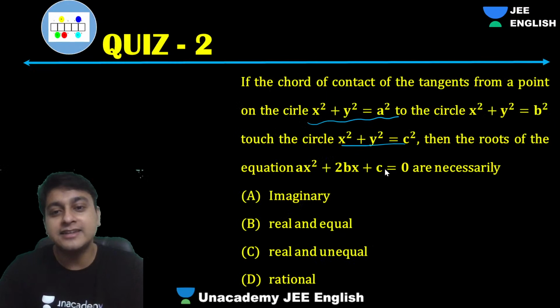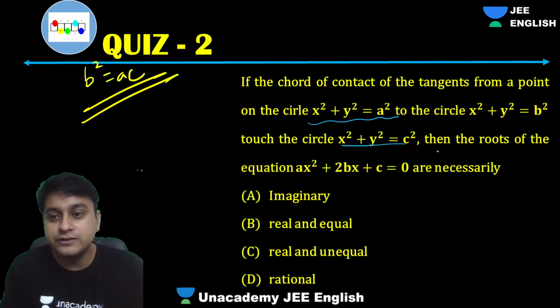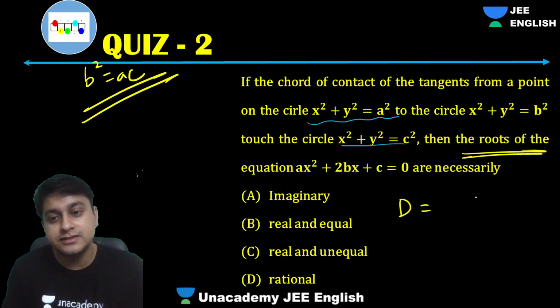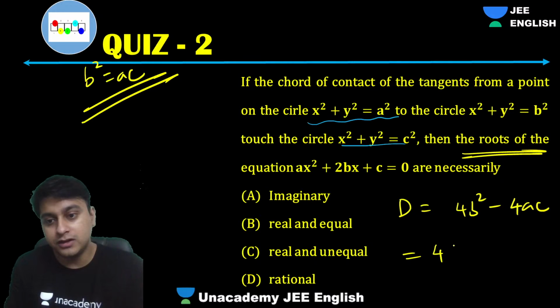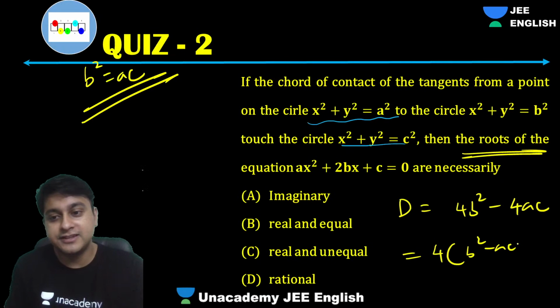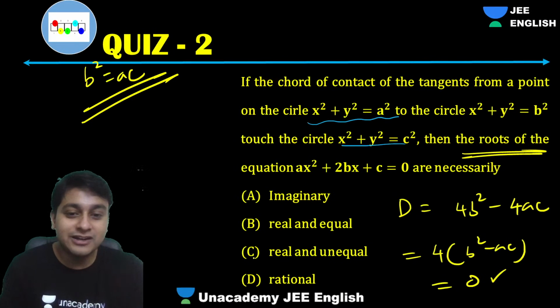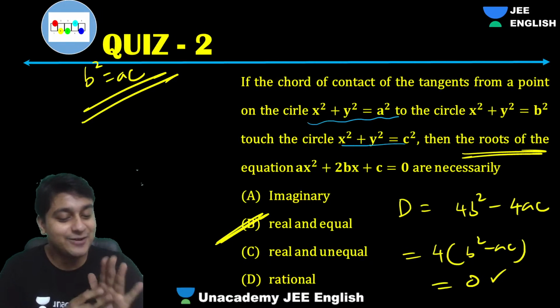Moreover, they had asked us the slightly tricky part: we have obviously got b square equals ac. They have said the roots of the equation are what? If you look at the roots, you have to calculate the discriminant, isn't it? That will be 4b square minus 4ac. As soon as you take 4 common, you get b square minus ac, which is 0. So the discriminant is 0, guys. That means the roots are real and equal. That's the answer. Amazing question, guys. I hope everyone understood.